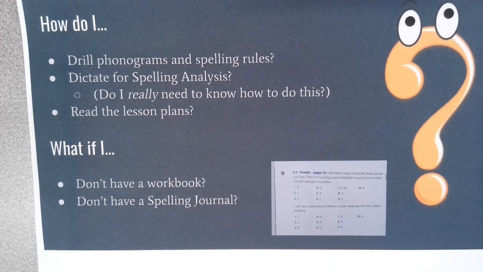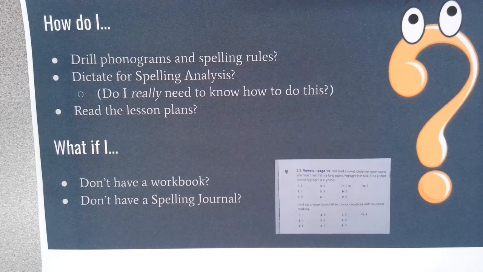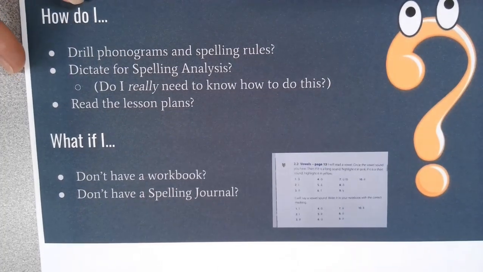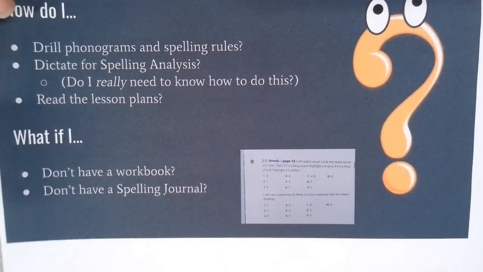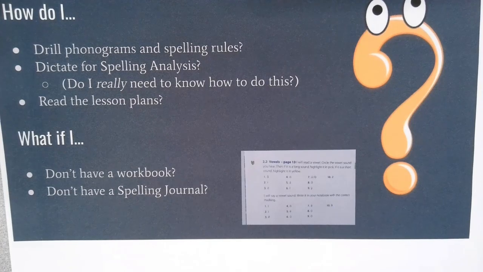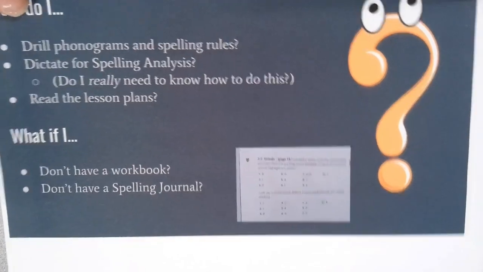Or you're welcome to just get a blank notebook for 35 cents at Walmart, and you can make your own spelling journal by just putting those phonograms up at the top of the page. So that is totally up to you how you want to handle that for 3rd through 5th graders. For K through 2, you should have all of the materials in the book.